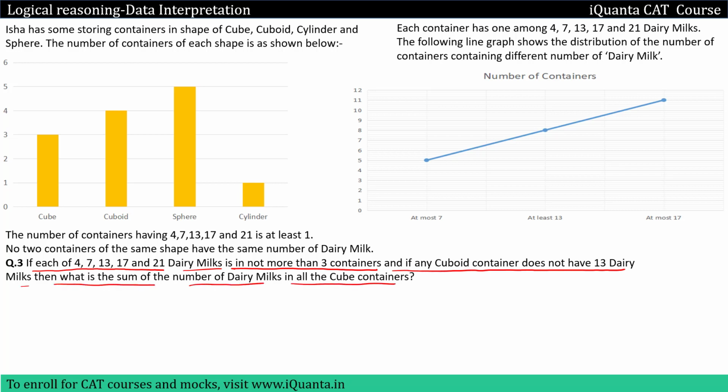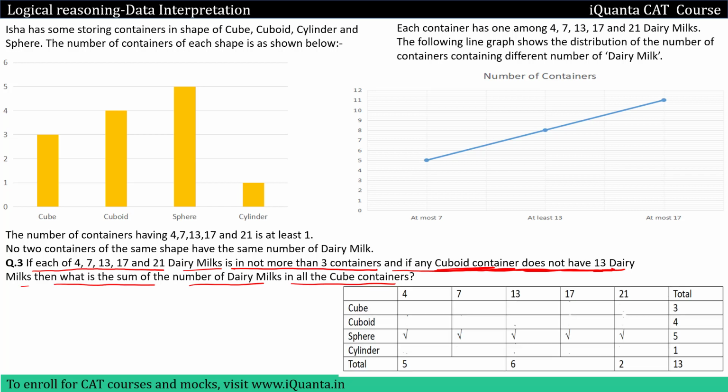So again, we have been given that no cuboid container has 13 dairy milks. So again, we need to form the table over here, change the conditions, change the entries in the table. So this is the table that we'll have. I have already put ticks in spheres because there were 5 spheres, and all of them will have different number of chocolates according to this condition over here.